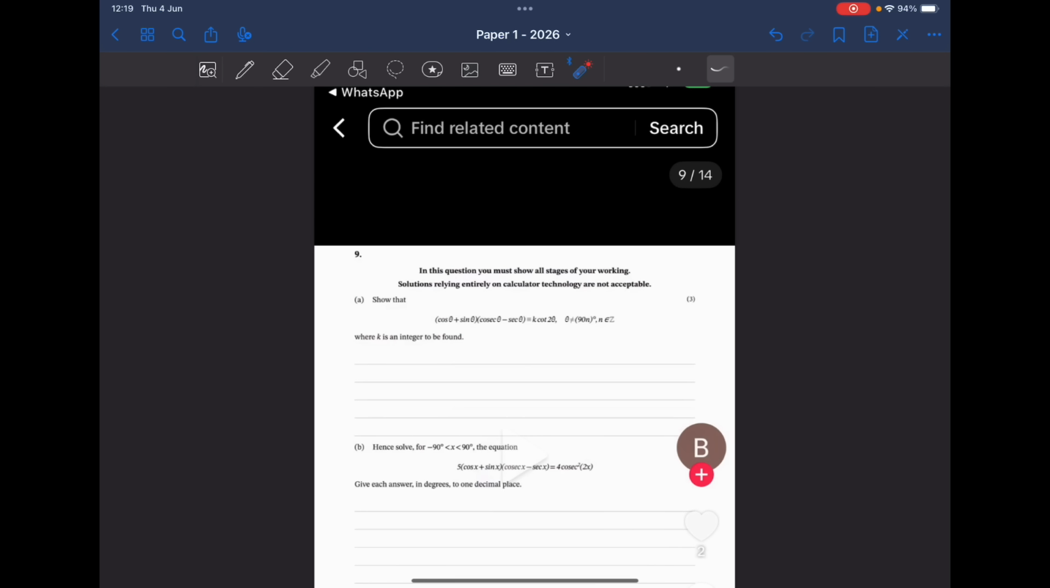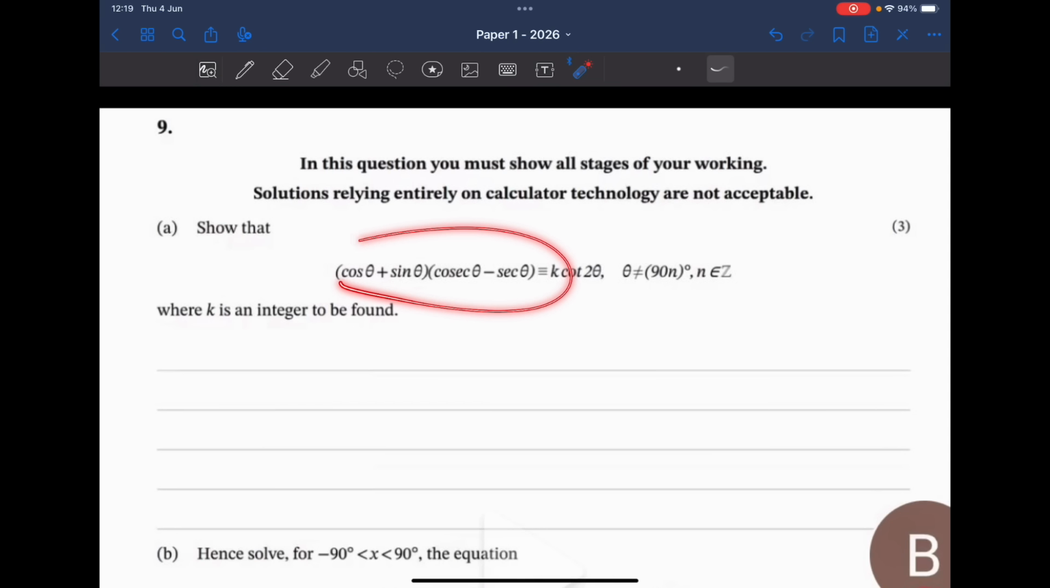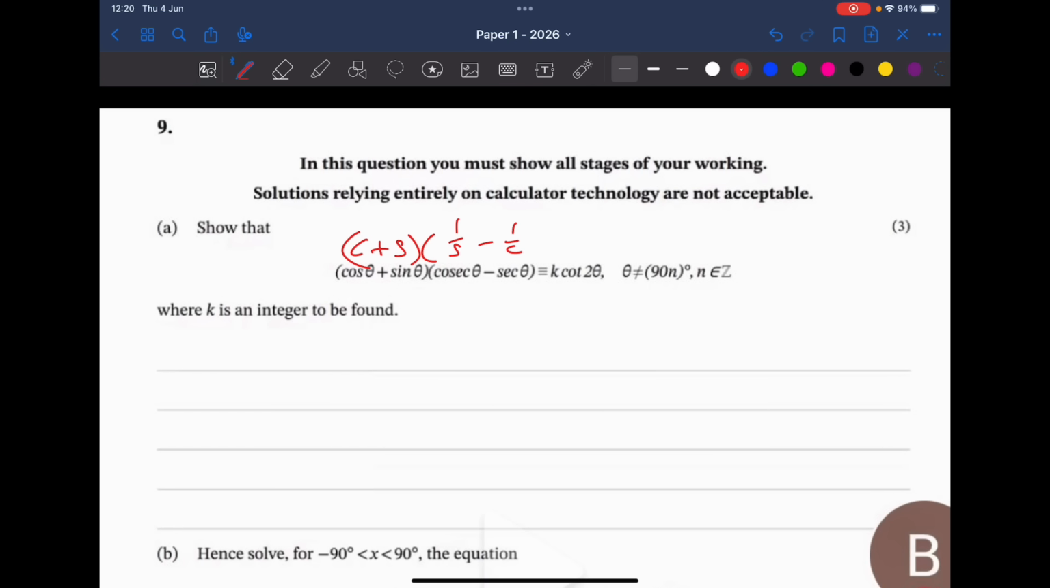So that's good. Let's go to number 9. This looks bad. It's not as bad as what it actually is. So I'm going to use all cos and sines, just c's and s's. So this is c plus s. This is 1 over s minus 1 over c.